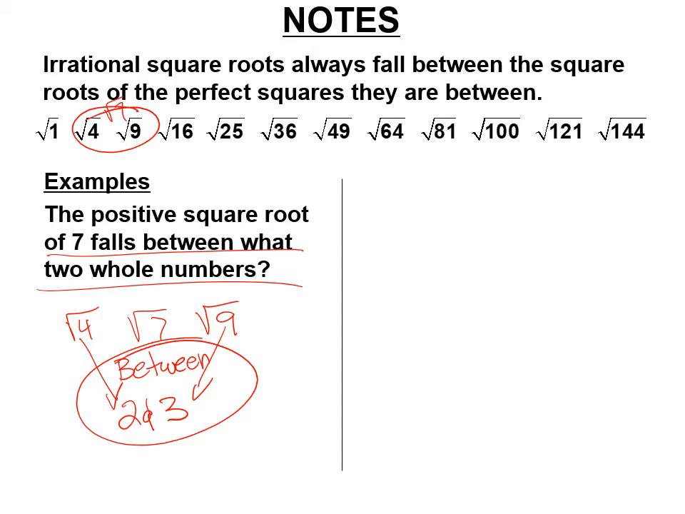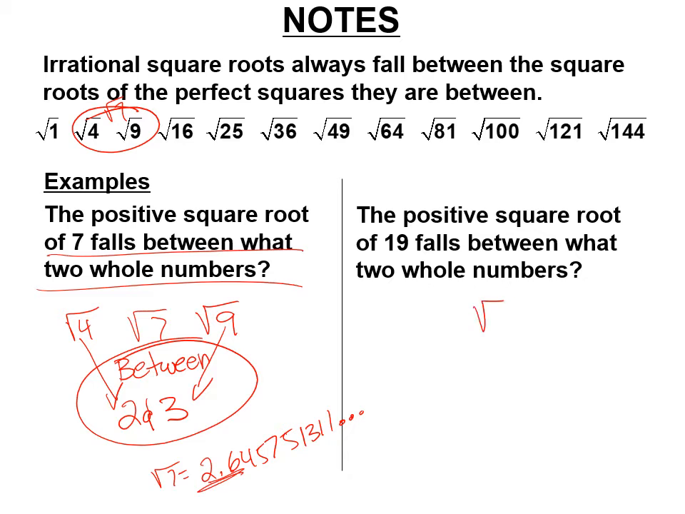Now I will get out a calculator and tell you the square root of 7. My calculator says the square root of 7 equals 2.645751311, and then it goes on forever. Well, it's around 2.6. It's between 2 and 3.